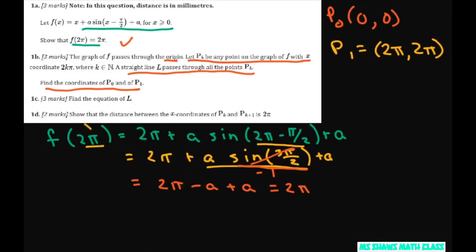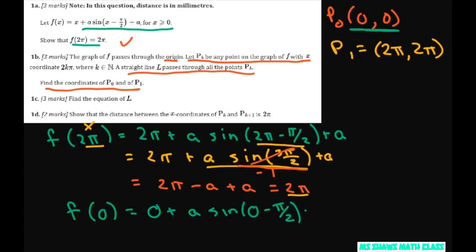So when x is 2 pi, y is 2 pi. It already gives us that. And if you plug in 0, f of 0 equals 0 plus a sine of 0 minus pi divided by 2, plus a, you'll get 0. This is, again, negative 1, negative a plus a, which gives you 0. So here are our 2 points. And now we have to find the equation of L.